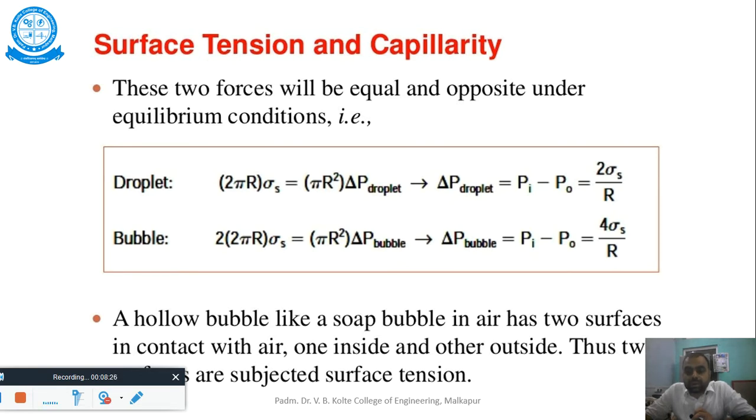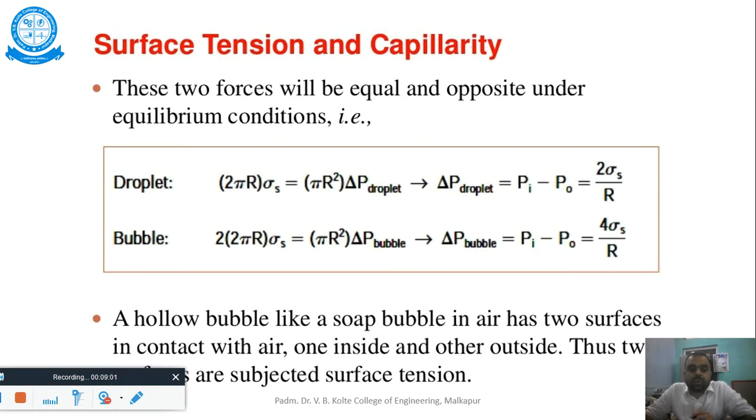So after solving this equation, what equation do we get? Twice sigma s upon r. Now in case of a bubble, a liquid droplet is not hollow inside. Is it right? But a bubble has gases outside and gases inside, so it is a hollow bubble. So what will be the equation for surface tension? The change in pressure for a bubble is equal to 4 sigma s by r. These are some equations that will be useful for surface tension.